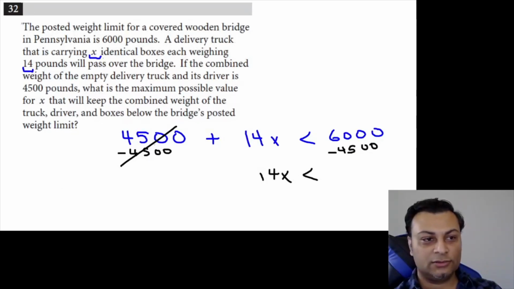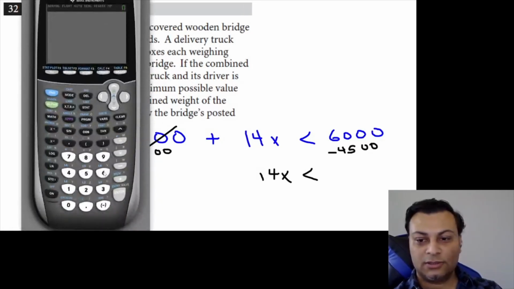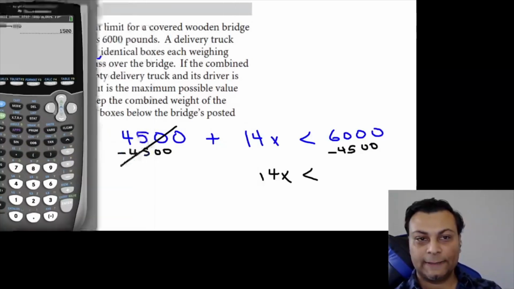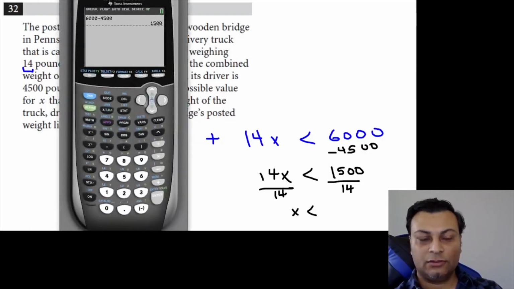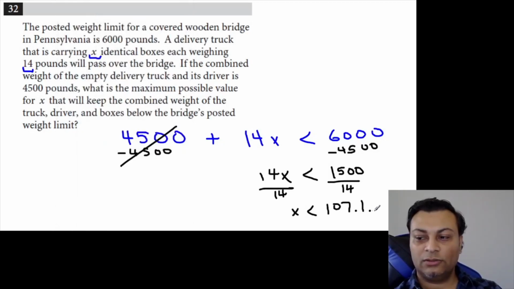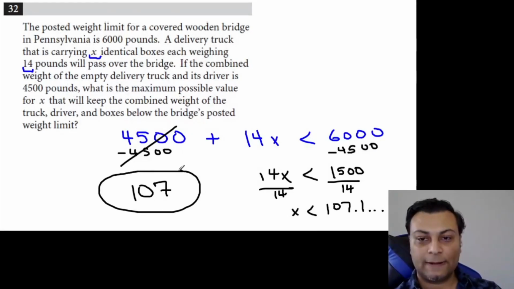Always use a calculator. 6,000 minus 4,500 is 1,500. Divide by 14. x is less than 1,500 divided by 14, which is 107.1. Okay. Maximum possible value for x. So he can do 107. So 107 is the max. The answer is 107.